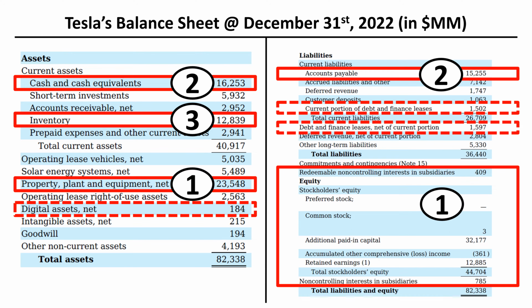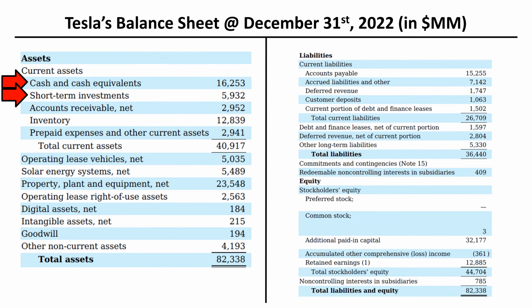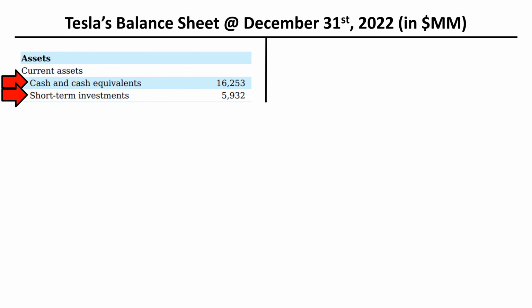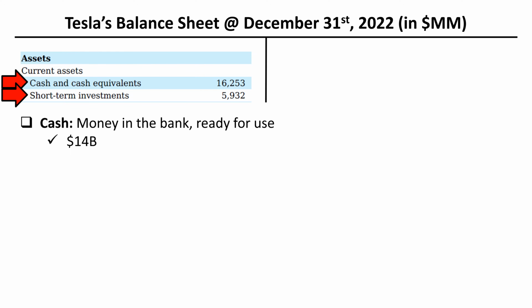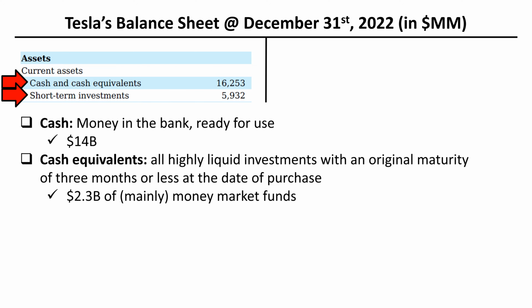Let's dive into the largest assets from top to bottom, from most liquid to least liquid. Cash and cash equivalents and short-term investments. The notes to the financial statements give you more detail on these. $14 billion out of the $16.3 billion is cash. Money in the bank, ready for use. $2.3 billion is cash equivalents, highly liquid investments, mainly money market funds, with an original maturity of 3 months or less at the date of purchase. You can earn some interest income by having money in cash equivalents or in short-term investments rather than in cash.